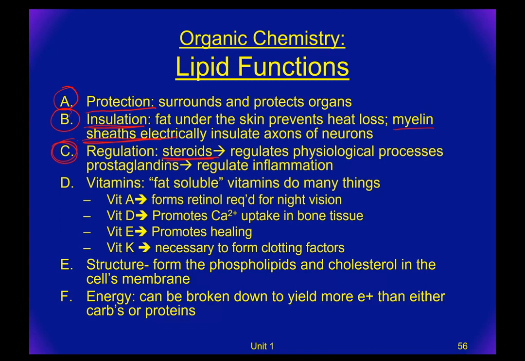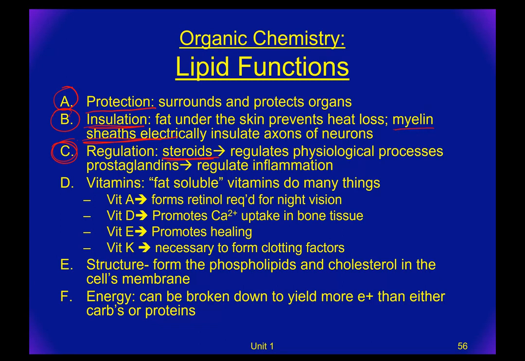Regulation. Steroids regulate physiological processes. Prostaglandins regulate inflammation. Testosterone is an example of a steroid. Testosterone is in charge of making little boys turn into men. It's in charge of making your voice go deeper and your skin change in texture slightly. Your musculature changes. You get the big barrel chest. You also get more hair on your body than women do.